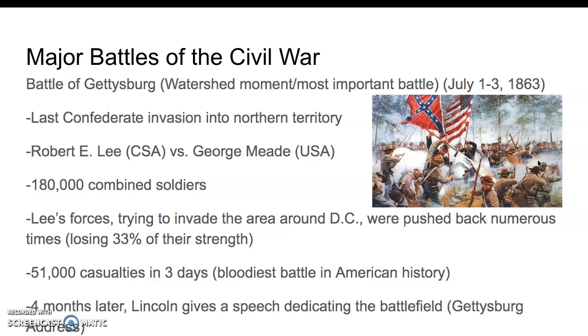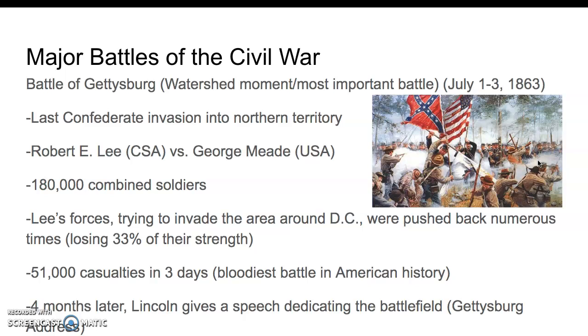Battle of Gettysburg, the watershed moment, the most important battle, is July 1st through 3rd, 1863, same time period as the Battle of Vicksburg. This is the last Confederate invasion into Northern Territory. Robert E. Lee versus George Meade. You have 180,000 combined soldiers. Lee's forces trying to invade the D.C. area were pushed back numerous times, losing about a third of their strength.